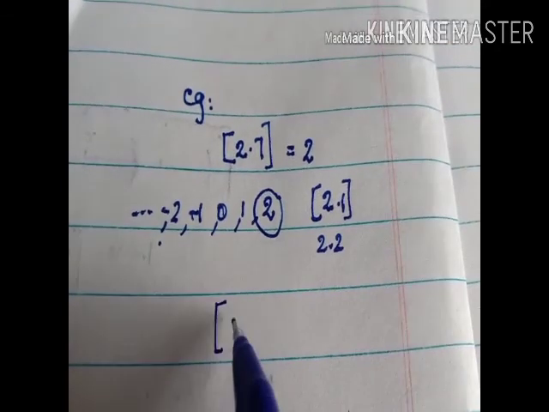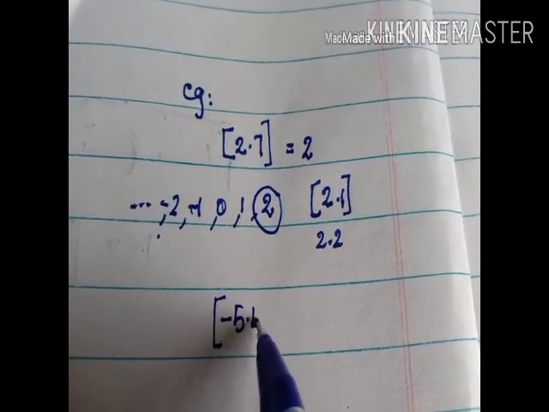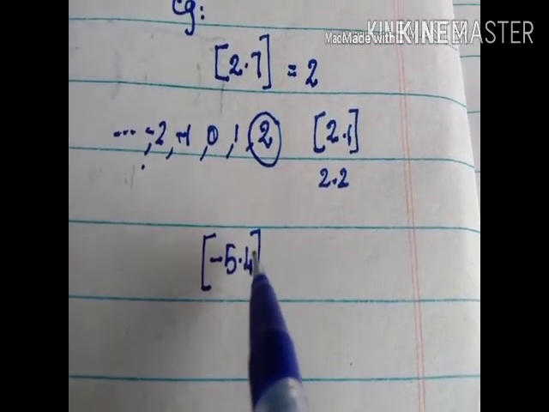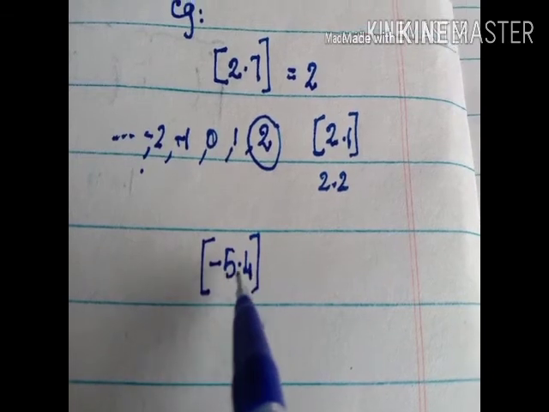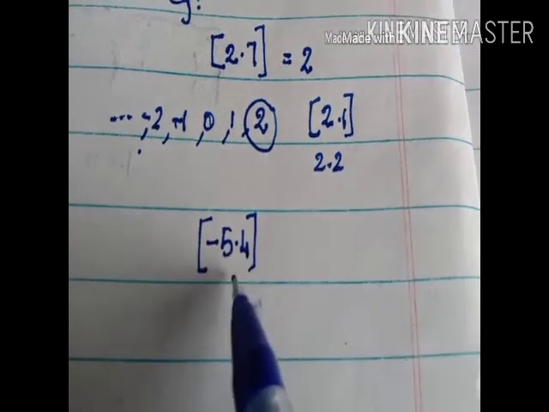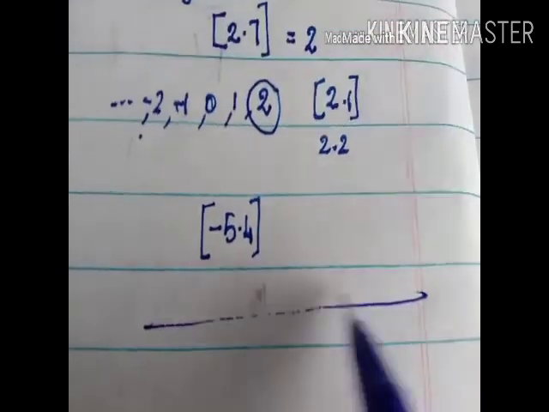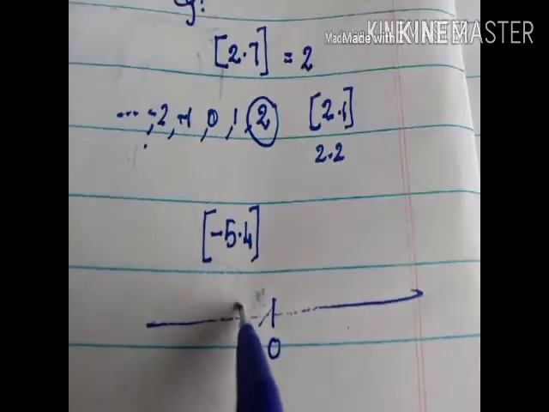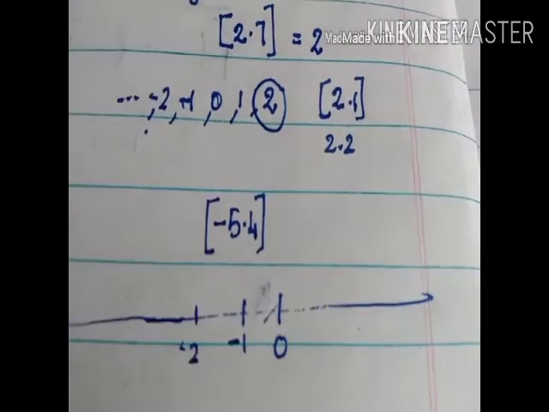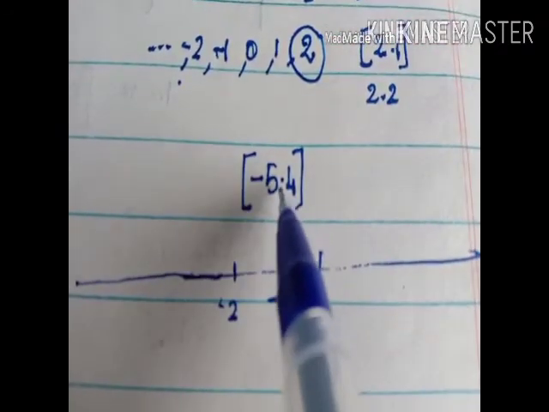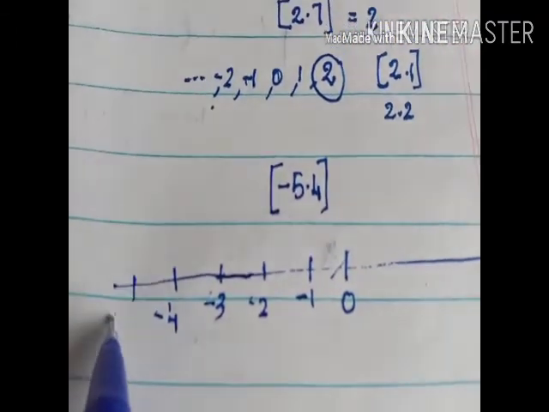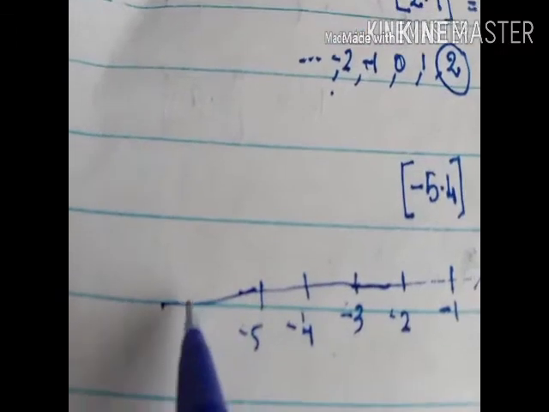Now what about negative 5.4? It is a negative number. Negative 5.4 is not an integer. So we have to write down the integers less than negative 5.4. If we draw the number line, we can see it is 0, then to the left of 0 are the negative numbers, negative 1, negative 2, negative 3 and so on. So less than negative 5.4 means what? Look at the real line. It is negative 6.